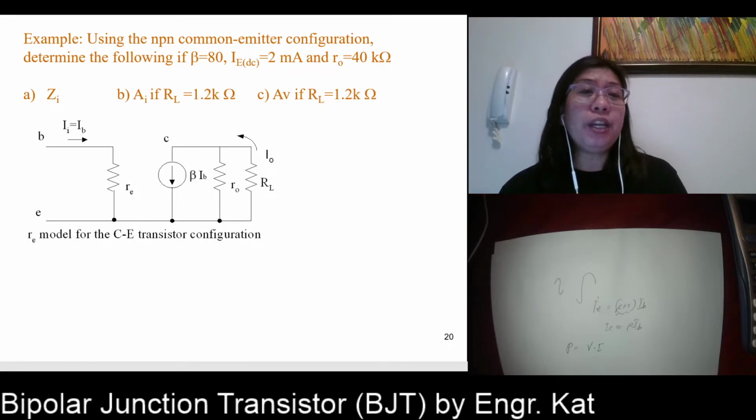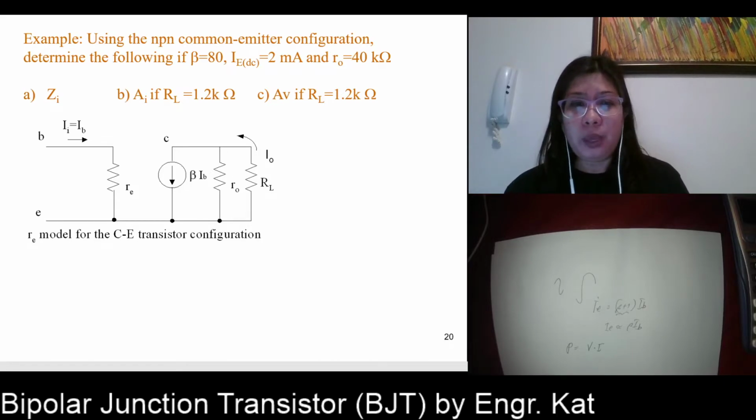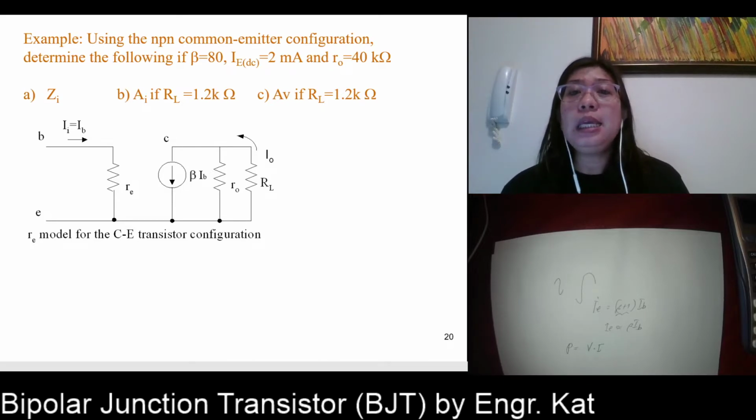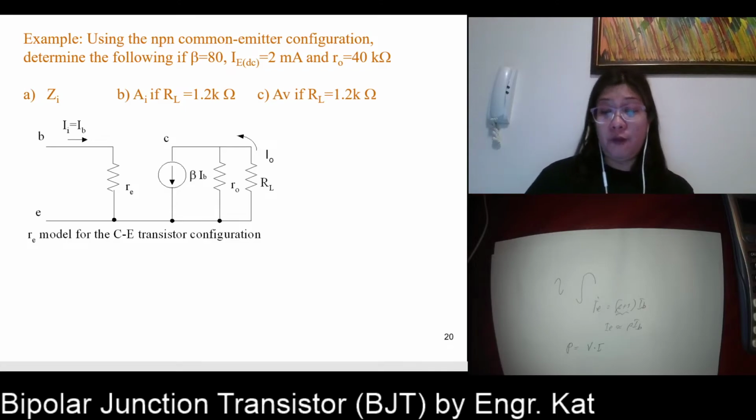Using another example, using the NPN common emitter configuration, we are to determine the following. We have beta equal to 80, IE in DC is 2 milliamperes. This time we have an RO. What is the effect of your RO? We will be finding that out.